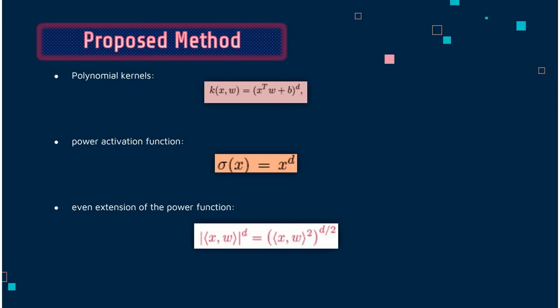The odd extension of this function is a monotonically increasing function and therefore a valid activation function according to the first generalization that I introduced before. The even extension of the PowerLinear activation function can be written as this formula. It is a composition of the polynomial kernel and the monotonically increasing functions.